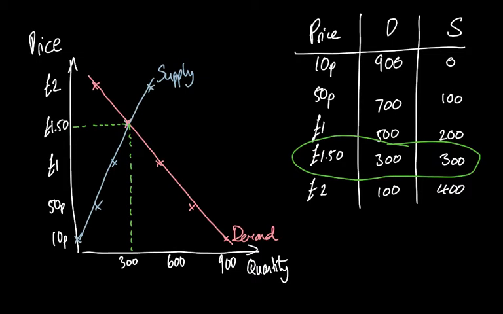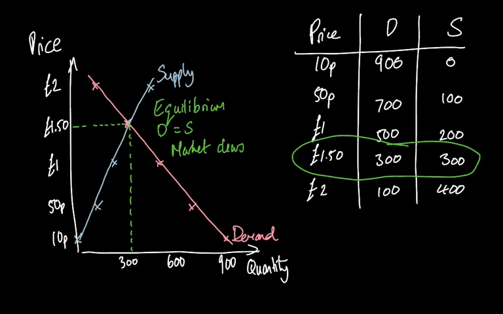Well, it means that when the price of a cup of coffee in the village here is £1.50, the consumers want to buy 300 cups of coffee, and the coffee shops in the village are willing to supply 300 cups of coffee. So what this means is that the demand is equal to supply. And what happens here is we say that the market is in equilibrium, which is where demand is equal to supply and the market clears.